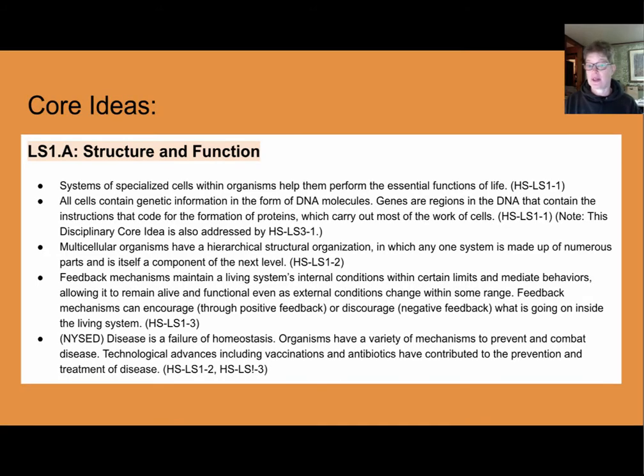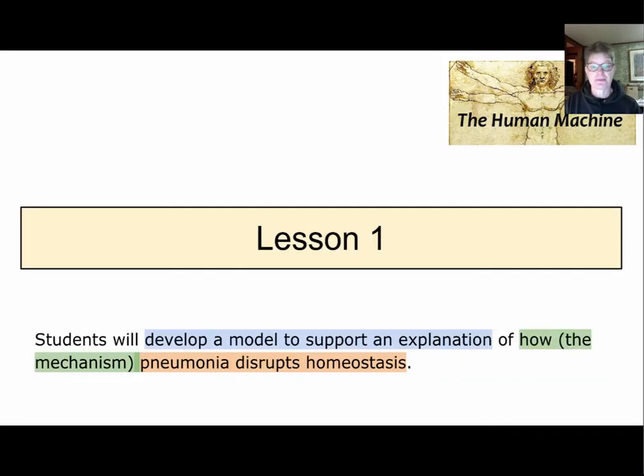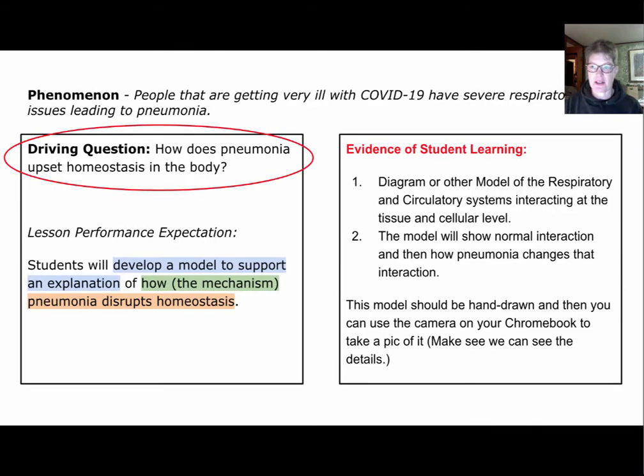So here's the basic information that we're trying to learn about the next few weeks. We're looking at systems and system models, structure and function, stability and change. So those are things we've got to be considering. But here's where we want to start for this week. Lesson 1, you're going to develop and support an explanation for how the mechanism of pneumonia disrupts homeostasis. That's our outcome.